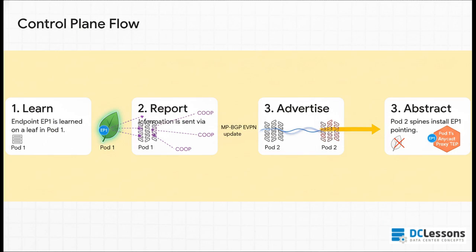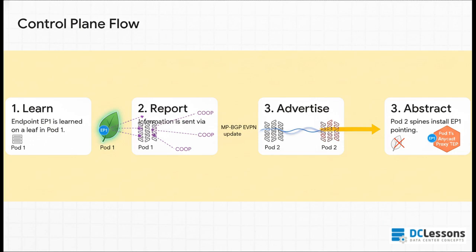Step 3, the Pod 1 spines then use BGP to tell the Pod 2 spines about EP1. But, and here's the magic trick in Step 4, they don't say EP1 is on leaf 1. No way! They just say, to get to EP1, send your traffic to Pod 1's general delivery address, which is that Anycast proxy TEP. Why is this so smart? Well, it means if EP1 moves to a different leaf inside Pod 1, Pod 2 doesn't care. No new BGP updates are needed. The control plane stays super stable.